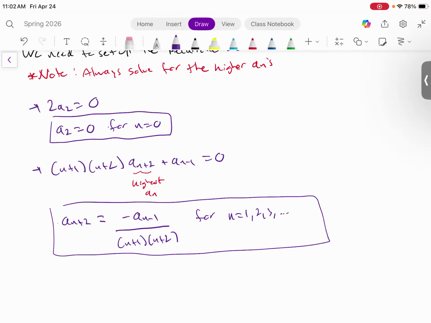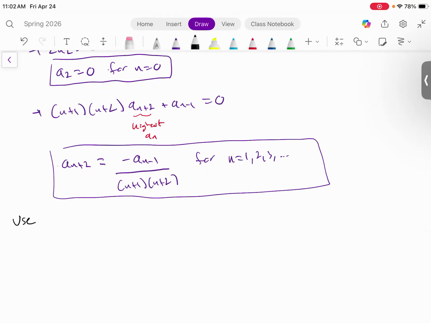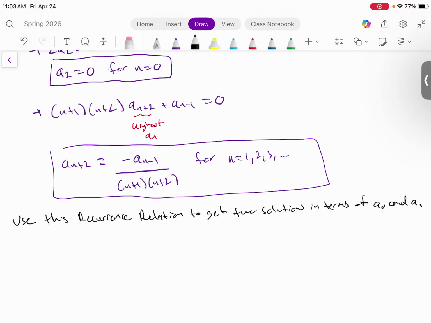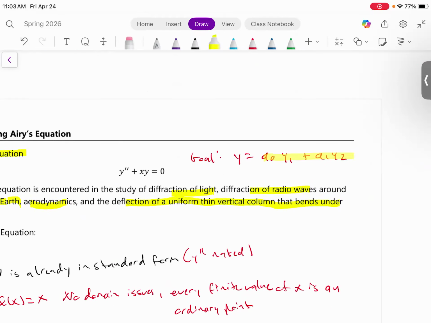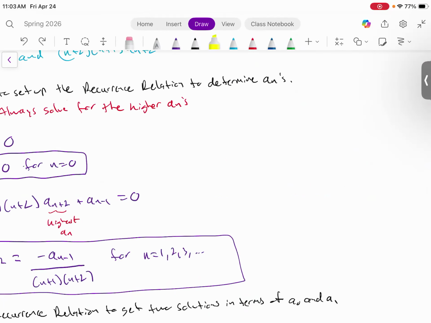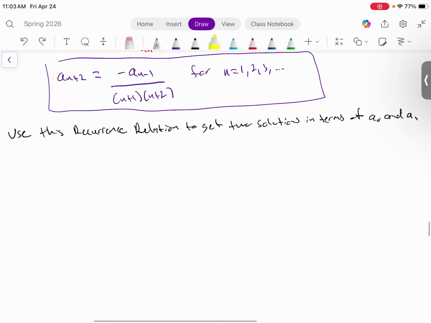Okay, so we have this recurrence relation now. What we're going to use this recurrence relation for is to get two solutions in terms of a naught and a1. So that's going to be our goal: get two solutions in terms of a naught and a1. So we need to use this recurrence relation to get that out.